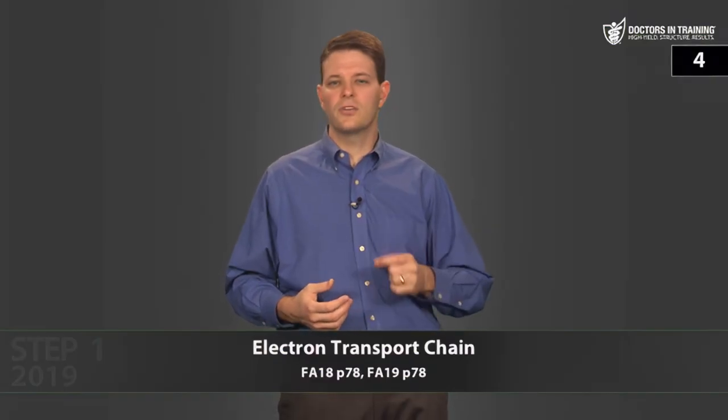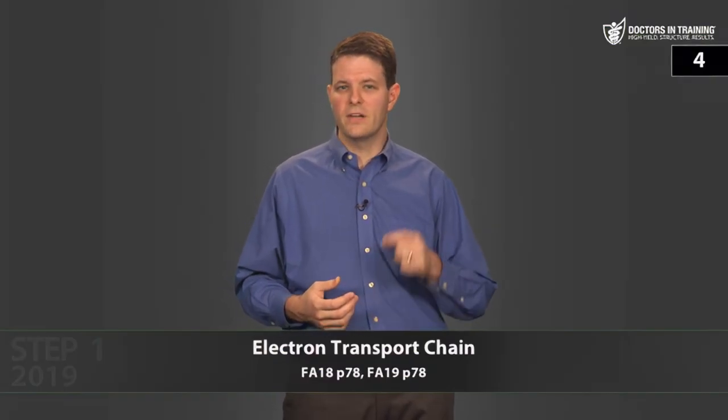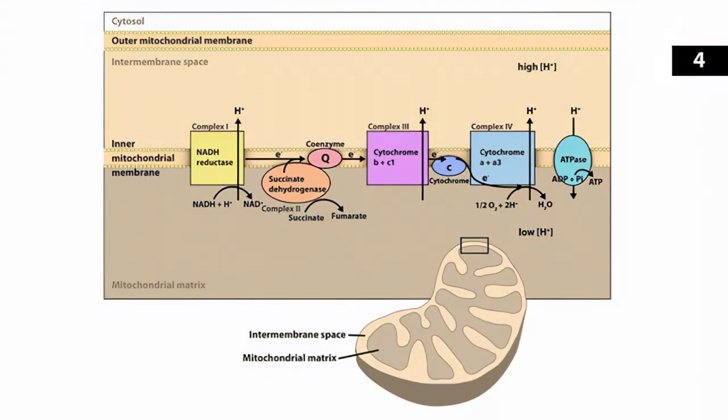Now we're ready to use those electron donors to make some ATP. So let's look at the study guide and talk about the electron transport chain and oxidative phosphorylation. First of all, where does all this take place? Well, it takes place in the mitochondria, specifically on the inner mitochondrial membrane. So mitochondria have an outer mitochondrial membrane and an inner mitochondrial membrane, and this takes place on the inner membrane.